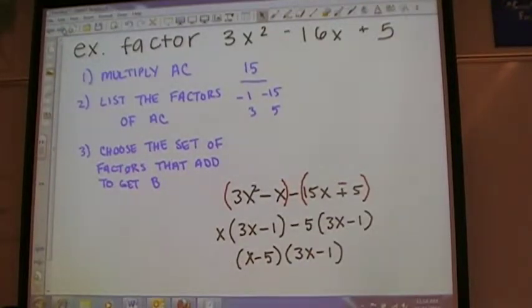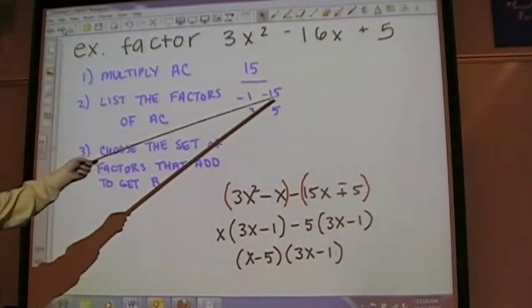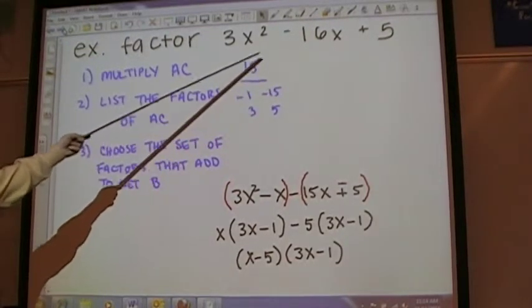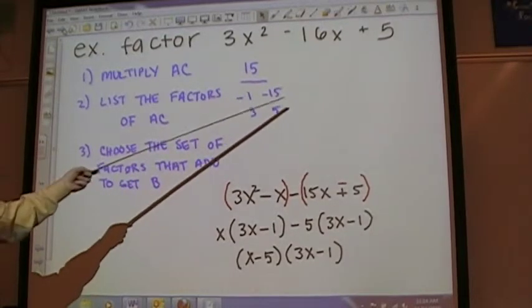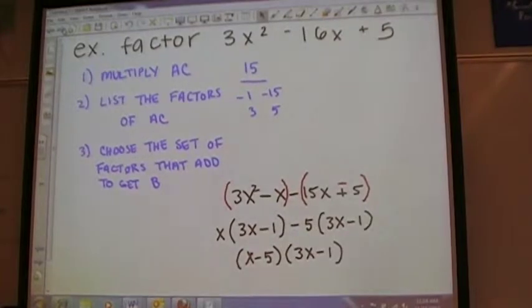Did everybody follow that? But that's a negative 16 though. Why'd you make them negative? Because these two have to multiply to give you positive 15, which they do. And they have to add to give you negative 16. Oh, that's why those had to both be negative.